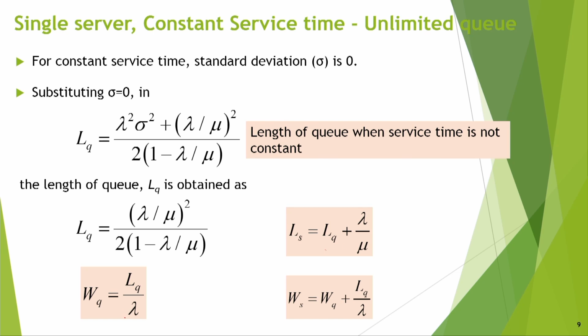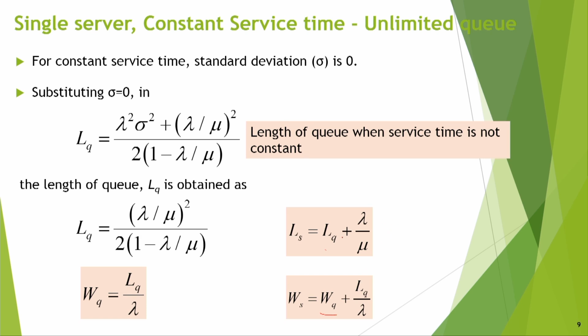By Little's formula, again you calculate WQ is equal to LQ by lambda, and WS is equal to WQ plus waiting time. So that means you can say waiting time in this one. So, LS is equal to this one.